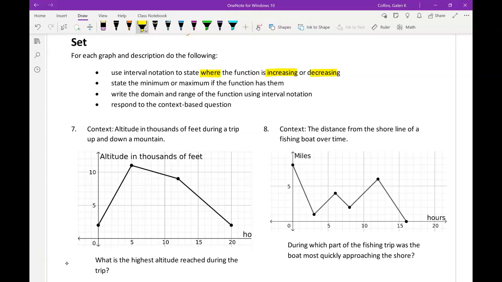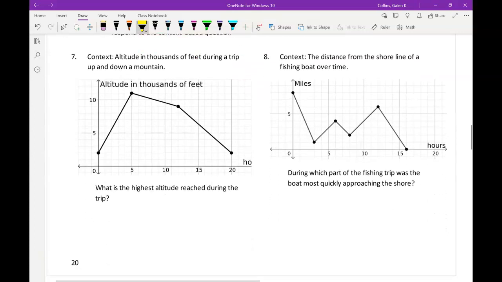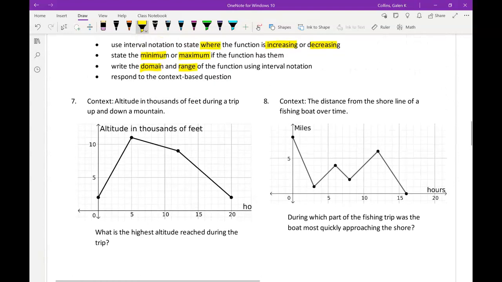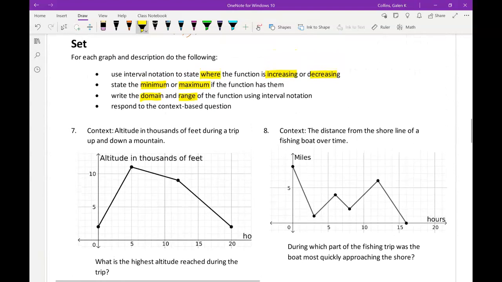State the minimum or maximum if the function has them. And if it has both, I think we could state both. Write the domain and range using interval notation and respond to the context-based problem. And they didn't leave us a ton of room to do all of that, but we will do our best.